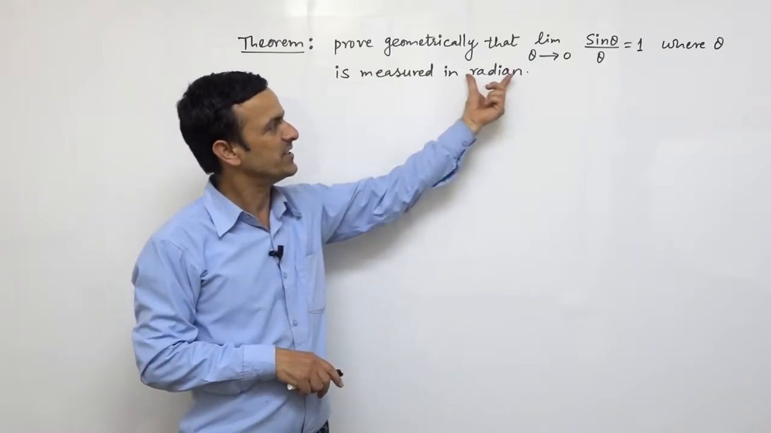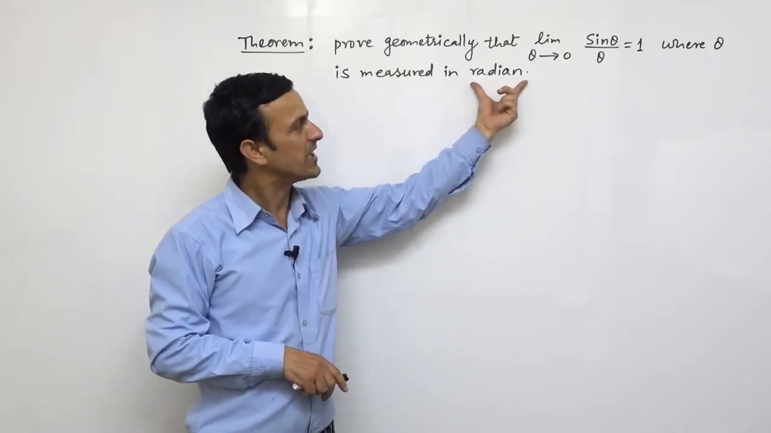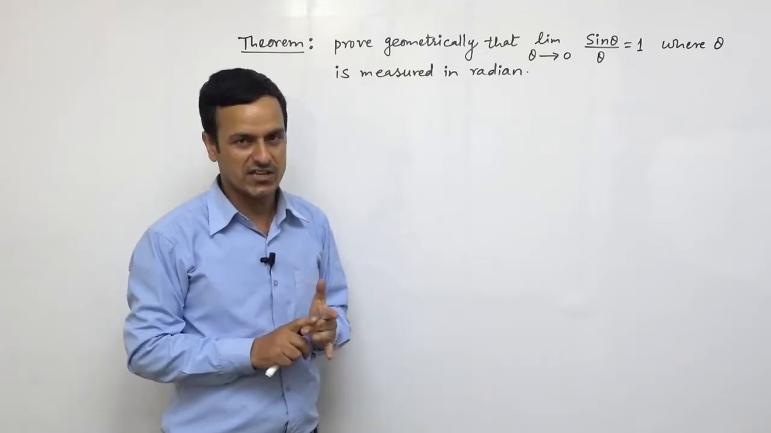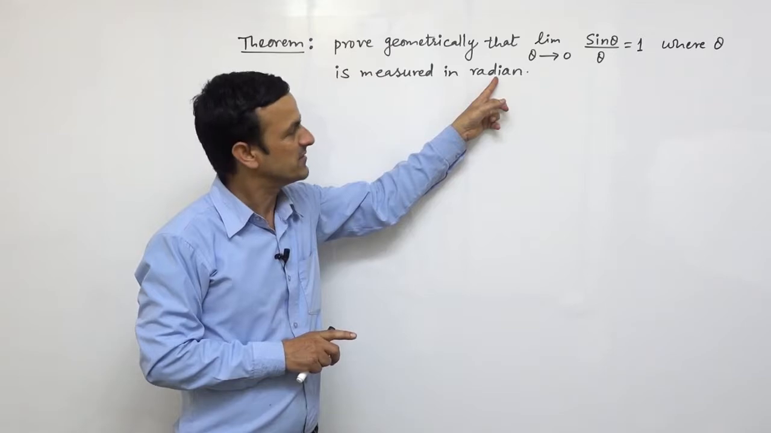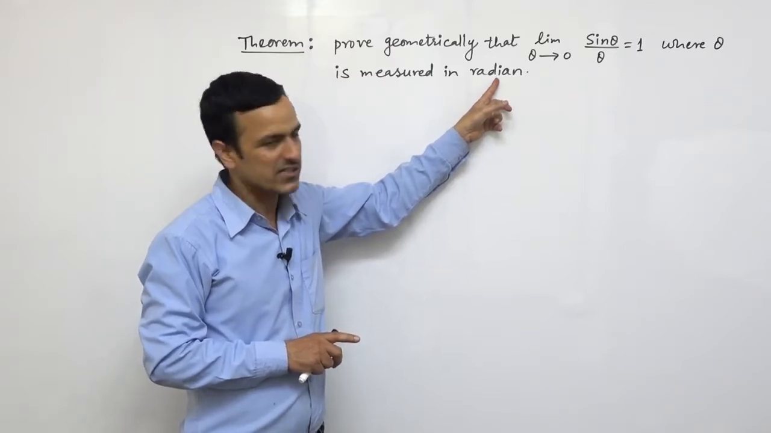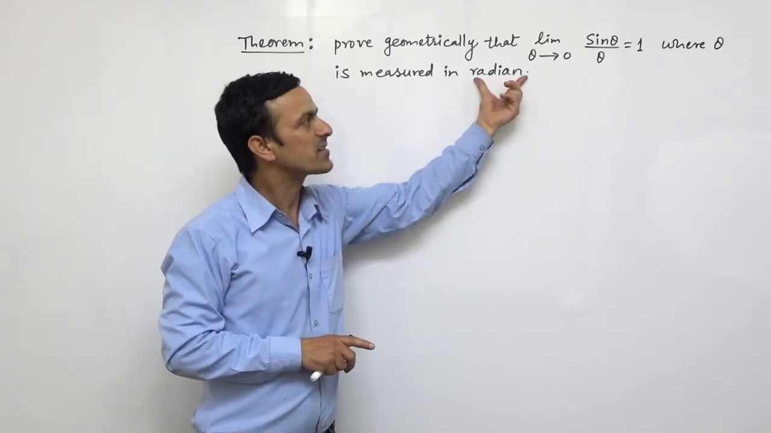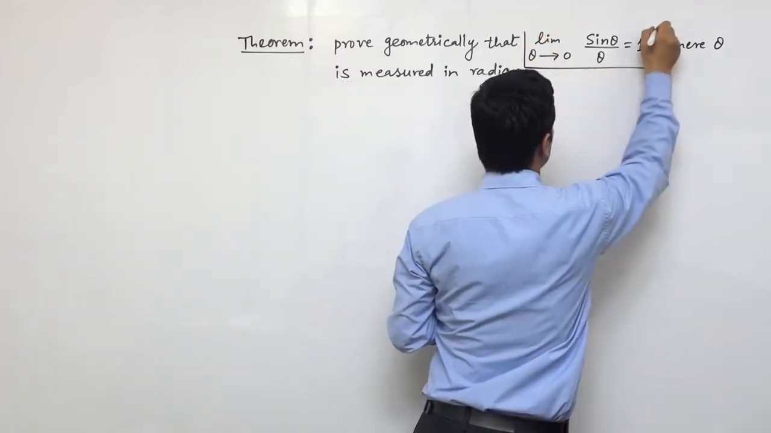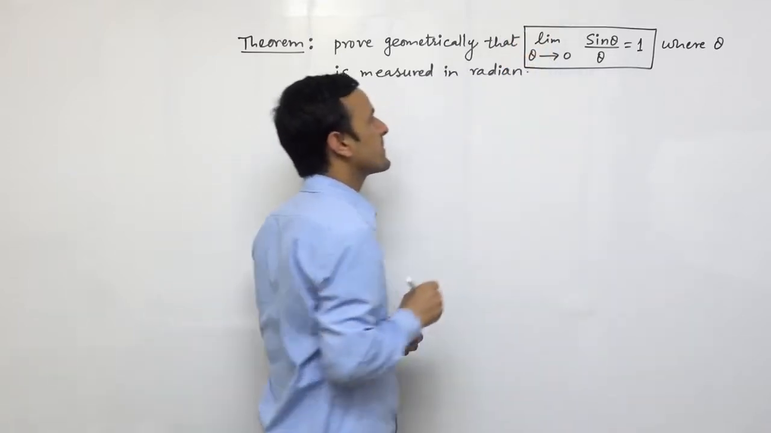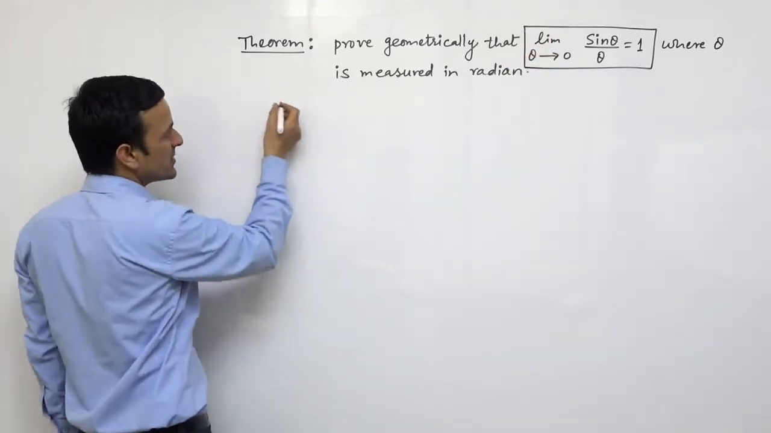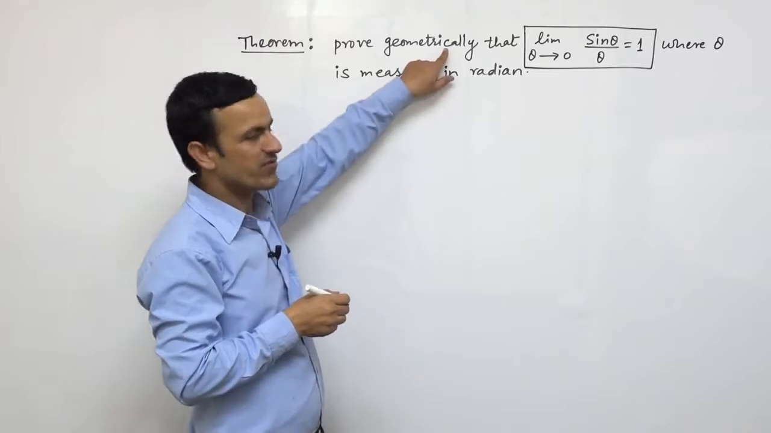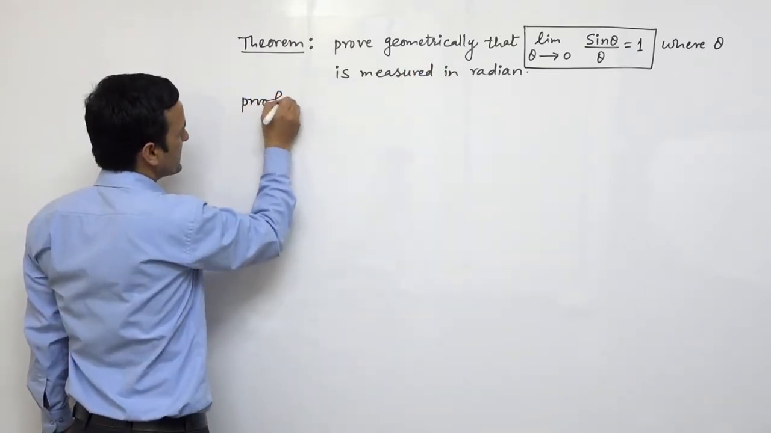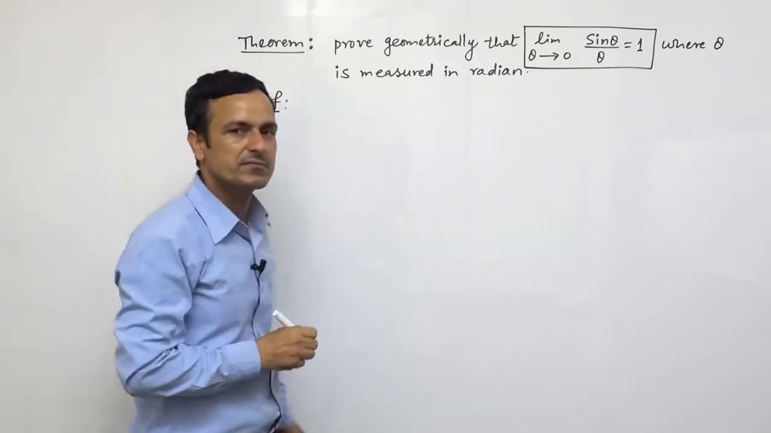This theta is measured in radian angle. As you know, angle is measured in degree, grade and radian, but it should be radian, not grade and not degree. So radian is compulsory. Now we are proving this theorem, whose value is always 1. So let's draw the picture, because we have to prove it geometrically. So let's see its proof.